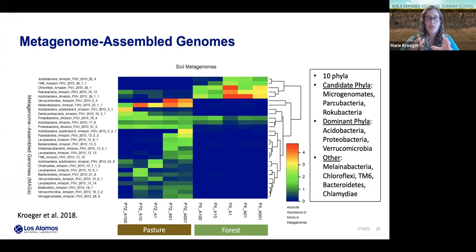We found that there was a range of candidate phyla. At the time, these were really unknown groups: Microgenomates, Parcubacteria, Rokubacteria, and then also some of the dominant phyla that we think of when we think of soil, the Acidobacteria and Proteobacteria, and then some other groups such as the Chloroflexi and TM6. And basically what you're looking at here is the absolute abundance of my metagenome assembled genomes across the different samples. And that's great for trying to understand what role they might be playing in the ecosystem.